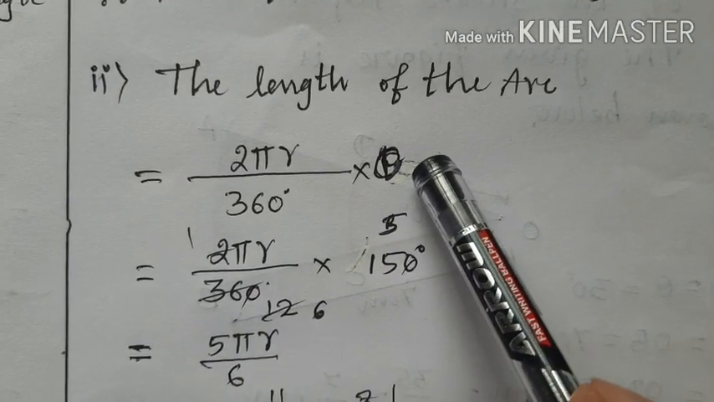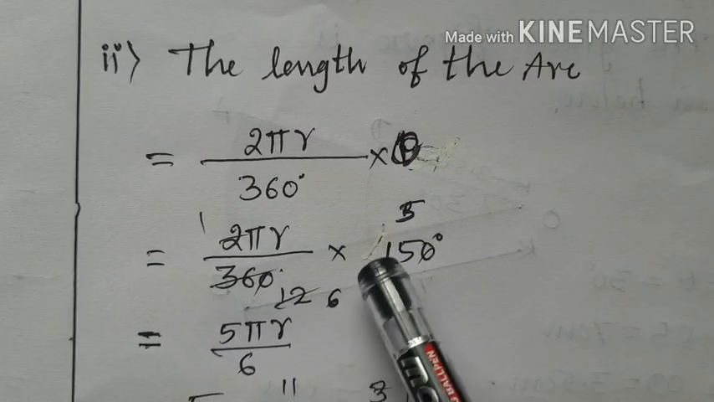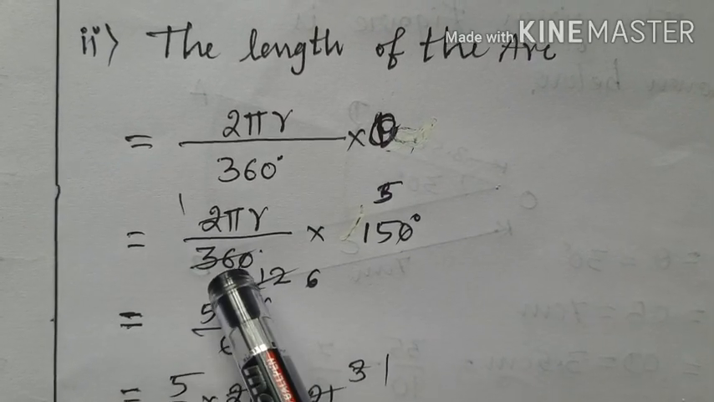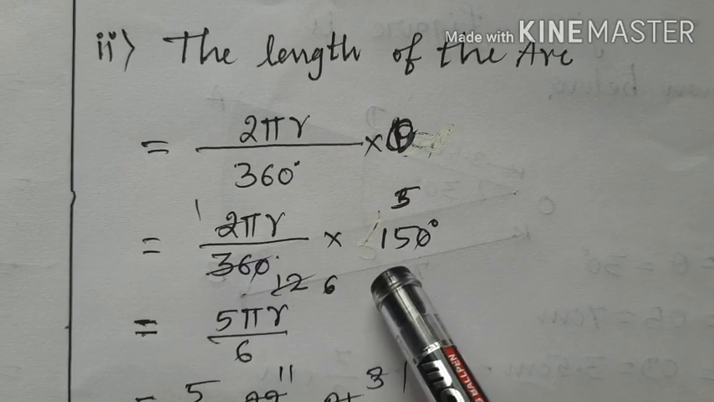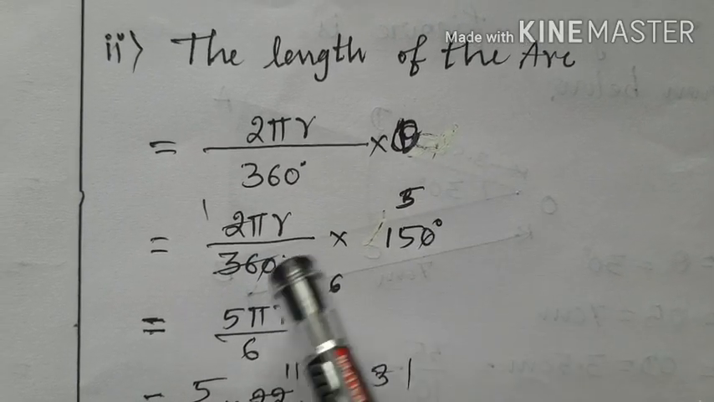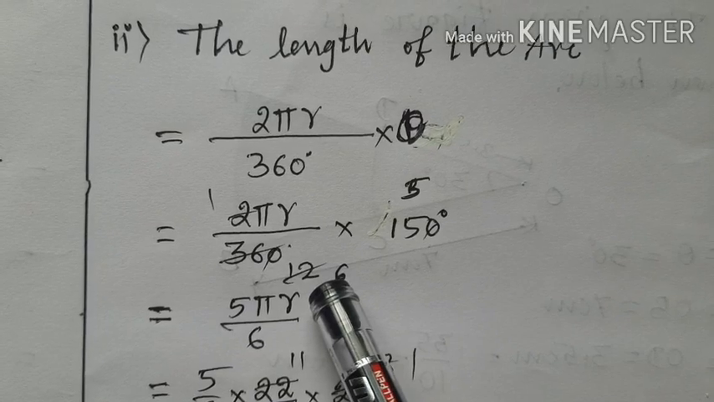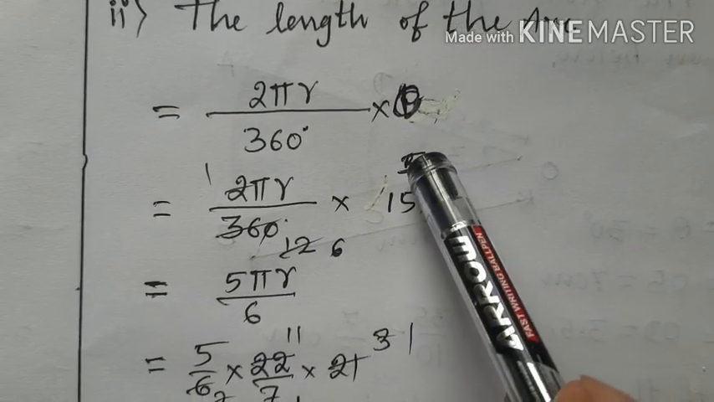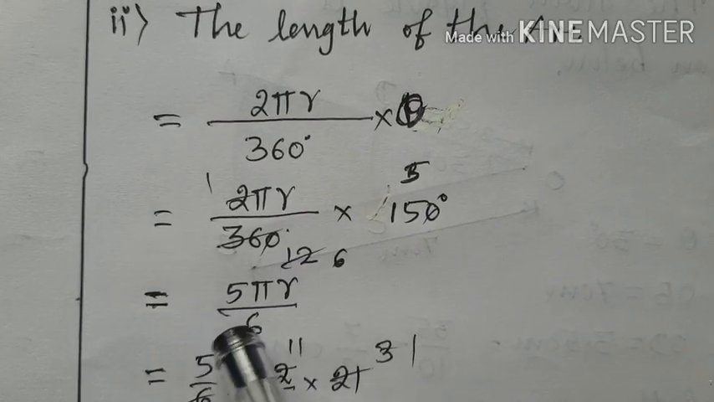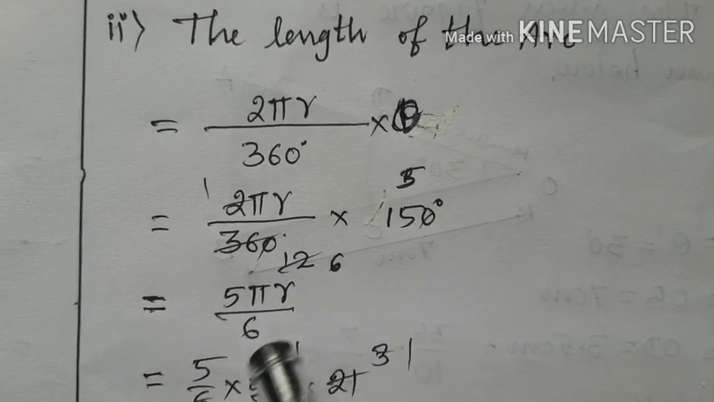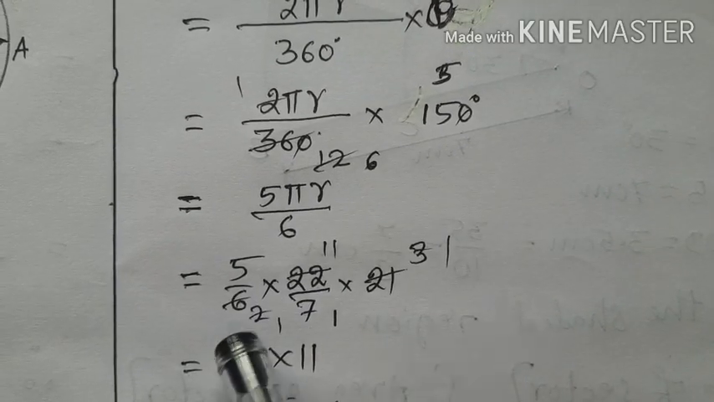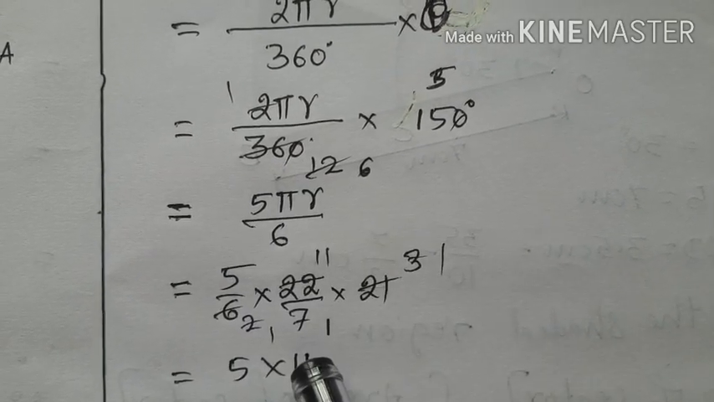Let me substitute the values. 2πr upon 360 degree into theta, which is 150 degree. 0 and 0 will get cancelled here. And then 3 fives are 15 and 3 twelves are 36 get cancelled. Then 2 ones are 2, 2 sixes are 12 will get cancelled. Now we get 5 into πr upon 6. So children, 5 by 6 πr, with π as 22 by 7.